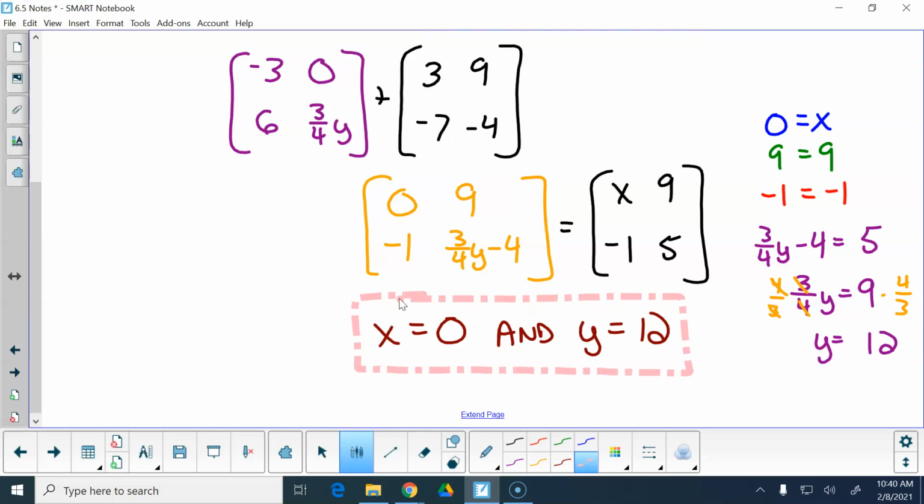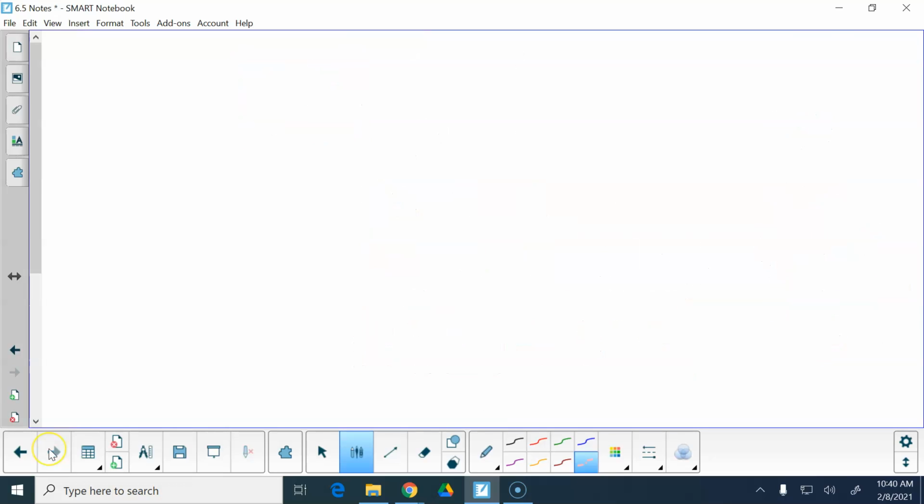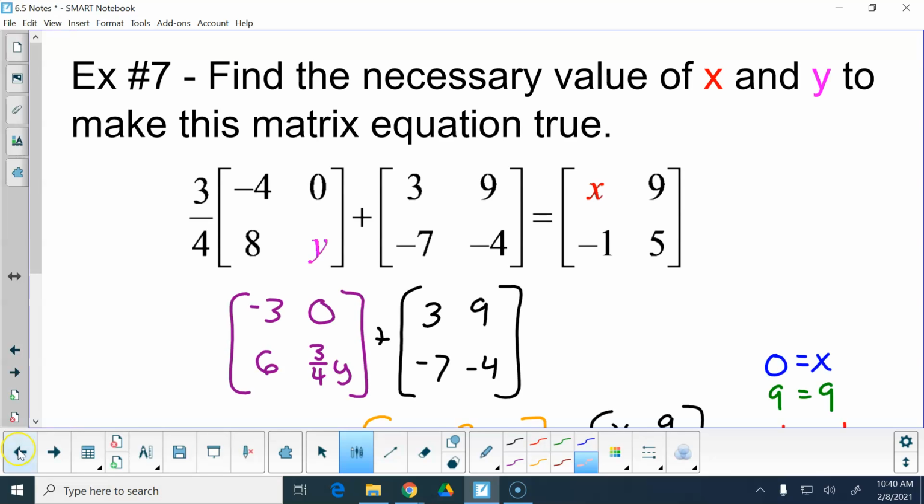Yes? Love it. And that is all that I have for basic matrix operations.